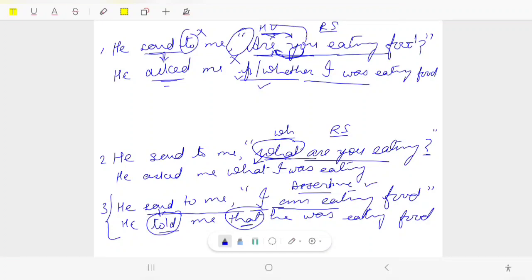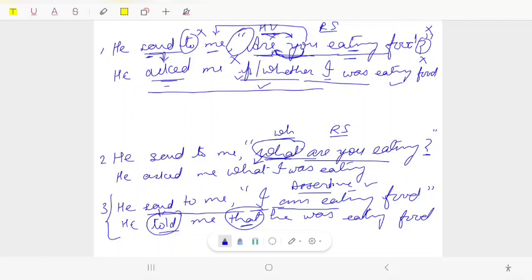You is a second person pronoun, according to the object. Now it is used before the verb, so it is subject form. So we will write the subject form of me, that is I. Since this is in past tense, RV is in past tense, so we will change the tense of this part. So is, am, are will change into was, were. If I was eating food, inverted commas removed and question mark removed, because we have changed the interrogative sentence into an assertive sentence. This is how we change.